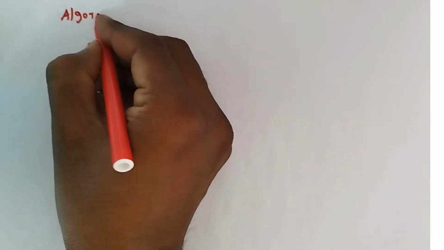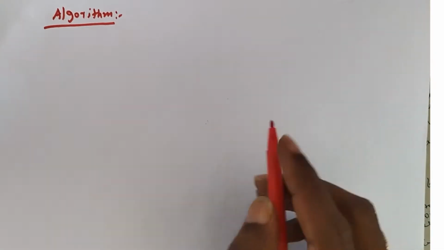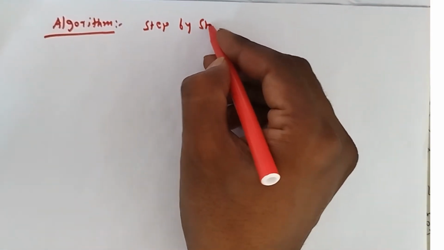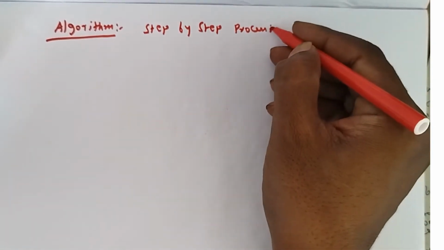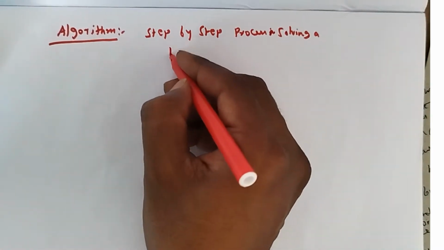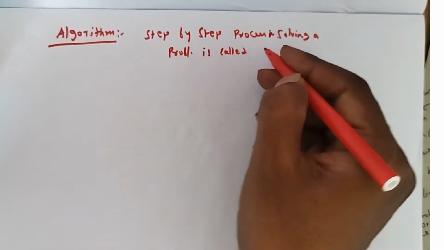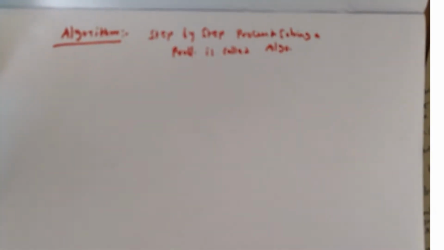Algorithm. What is an algorithm? An algorithm is a step-by-step process to solve a problem. It is a step-by-step process of solving a problem, and it is called an algorithm.